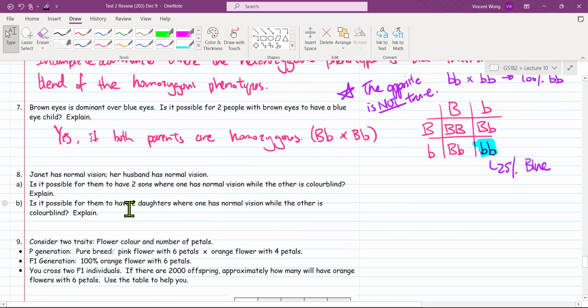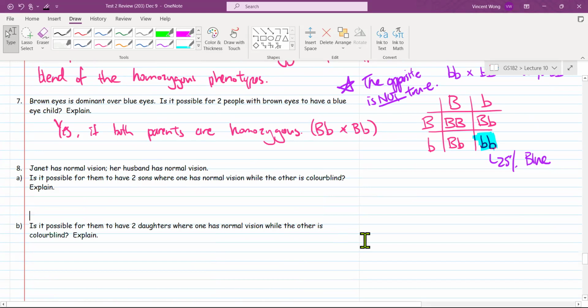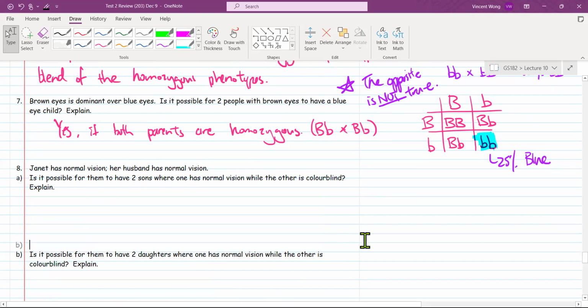Okay, the next one is a bit of a brain teaser. Janet has normal vision. So what does that mean? Normal vision means X something, right? We don't know what the other X is. Her husband has normal vision. The husband is guaranteed to be XY. Is it possible for them to have two sons where one has normal vision while the other is colorblind? Explain.